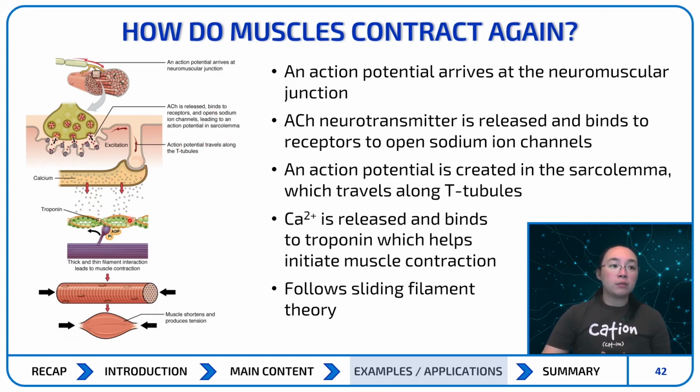Your calcium is going to be released right here. So all that calcium is going to be released and bind to troponin, which helps initiate muscle contraction. And these thick and thin filaments are going to interact and lead to muscle contraction. All of these processes then follow the sliding filament theory, which takes a closer look at the microscopic level of how muscles contract. But we want to look at the big picture. So muscles will keep contracting as the signals go on. Muscles will stop contracting when the signaling from the motor neuron ends.